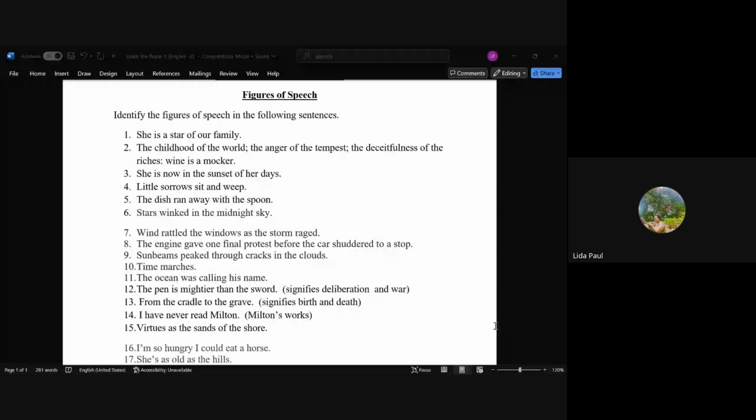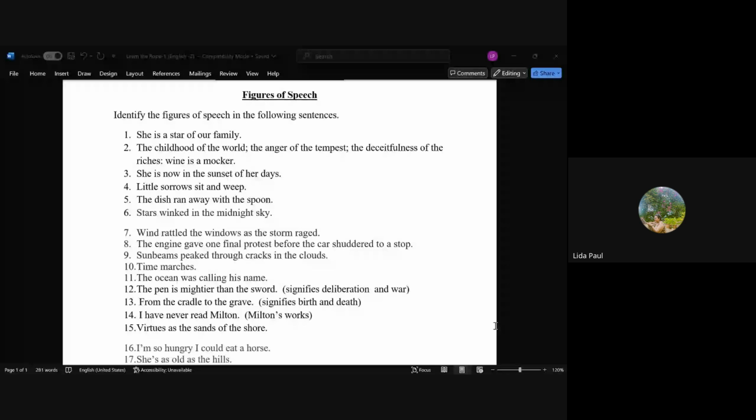Childhood of the world, the anger of the tempest, the deceitfulness of riches, wine is a mocker. Personification. Sorry, which one? Personification. Okay, so can you explain why this is personification? Because childhood, anger, deceitfulness, and mocker are all like human traits, and we are using them, attributing them to non-human things. Yes, ma'am. Correct, correct.